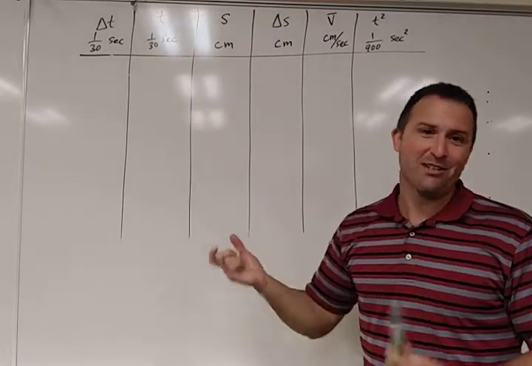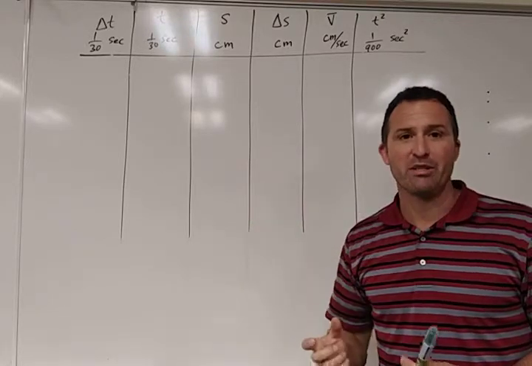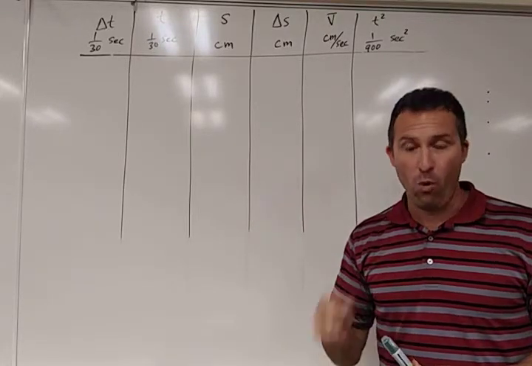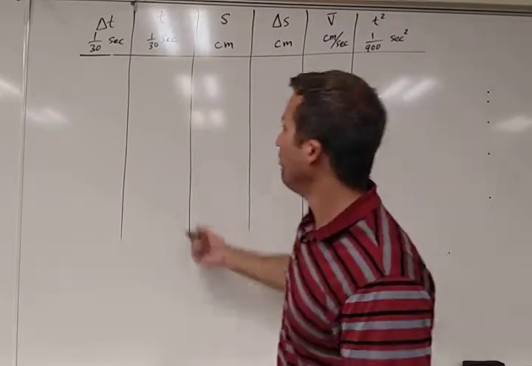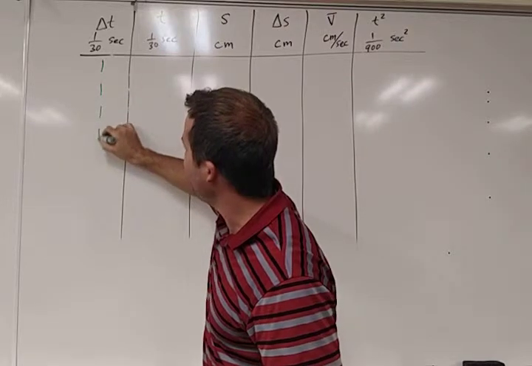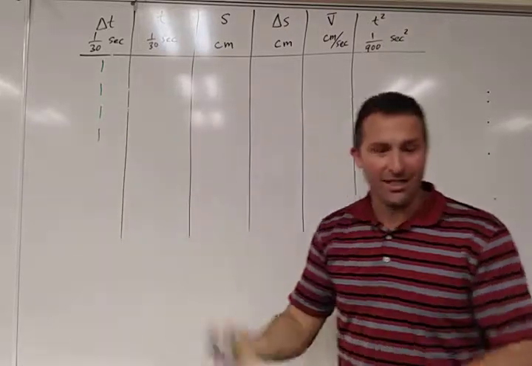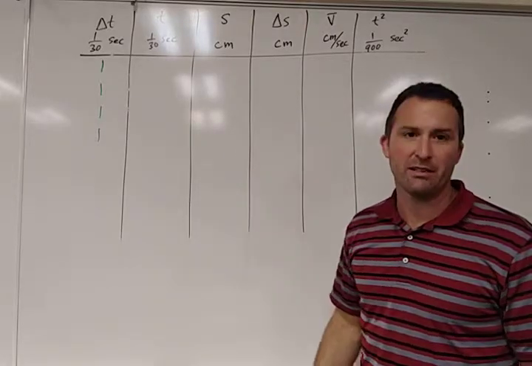This time interval column is going to be easy because the time interval between every one of the measurements we want to use here is 1/30th of a second. So we're just going to have 1 all the way down here, because each time interval is just 1/30th of a second.